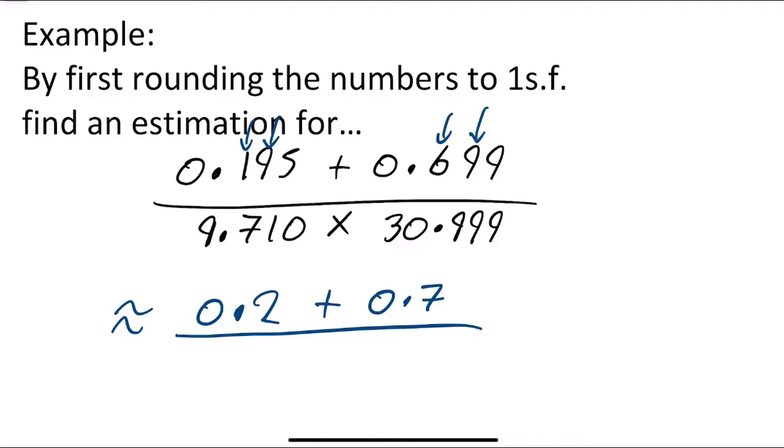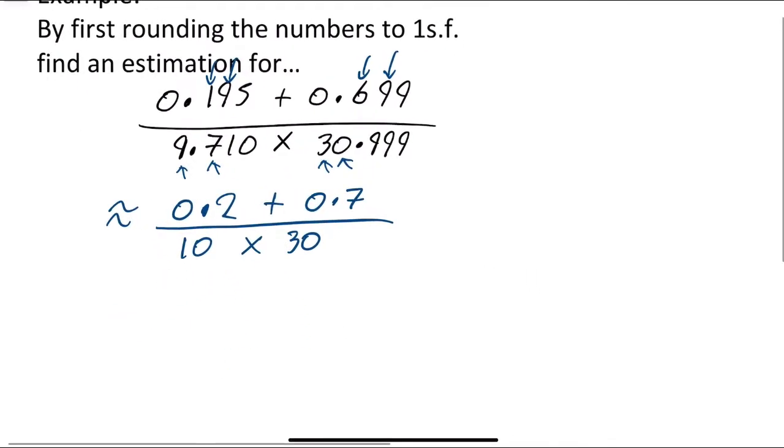On your bottom line, your denominator, your first significant figure is 9. Your check figure is a 7, which means that 9 rounds up to become 10. And then in this one, your first significant figure is a 3. Your second significant figure is whatever is after the first one. So it is a 0, which means it just stays the same. So it stays as 30. So if we then tidy up this top line, the top line then is just 0.2 plus 0.7, which is just going to be 0.9.